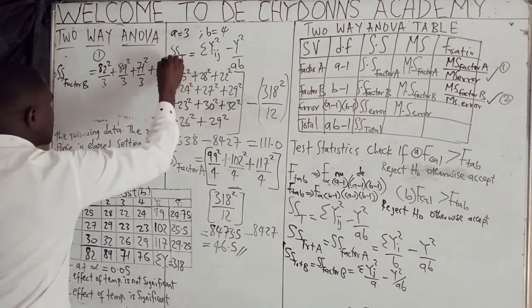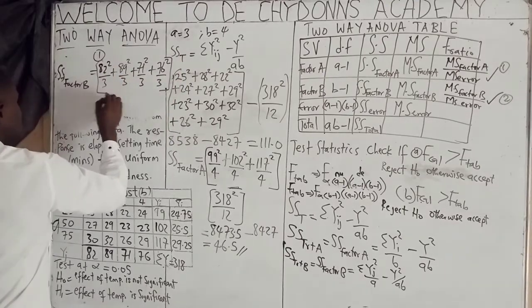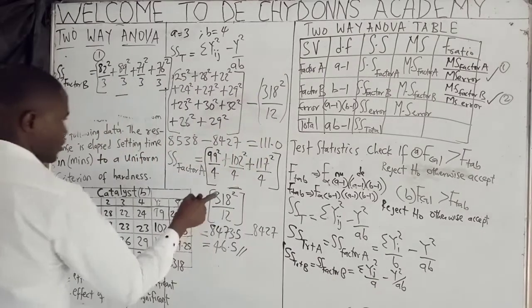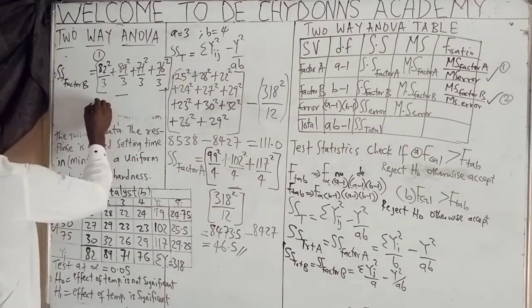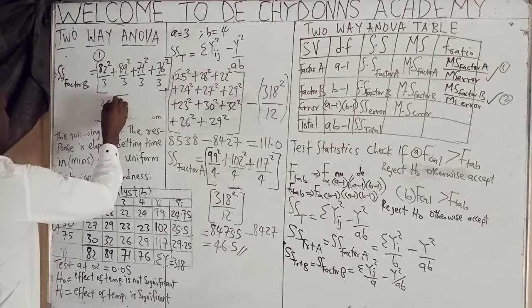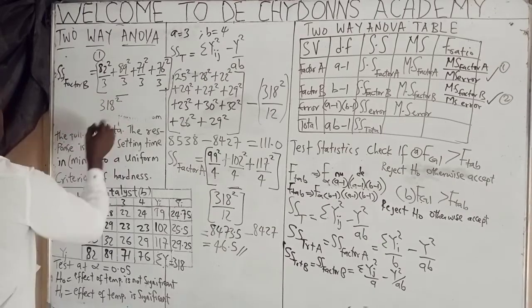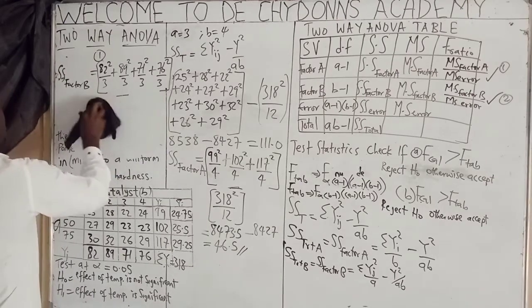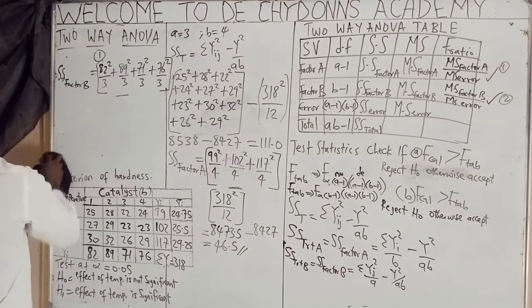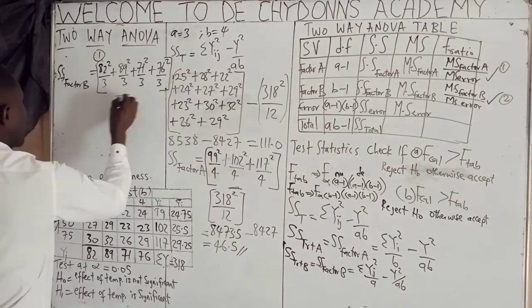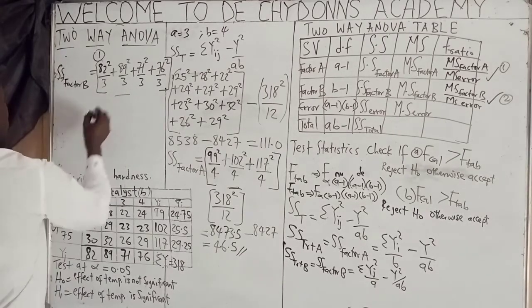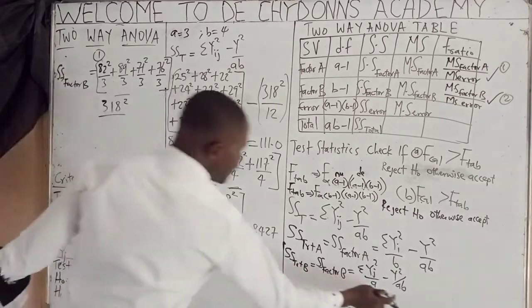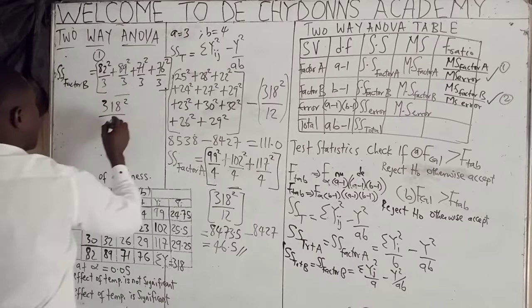So after doing it, you say minus y square over ab. Y square over ab will be giving you 318 squared all over ab. 3 times 4, 12.